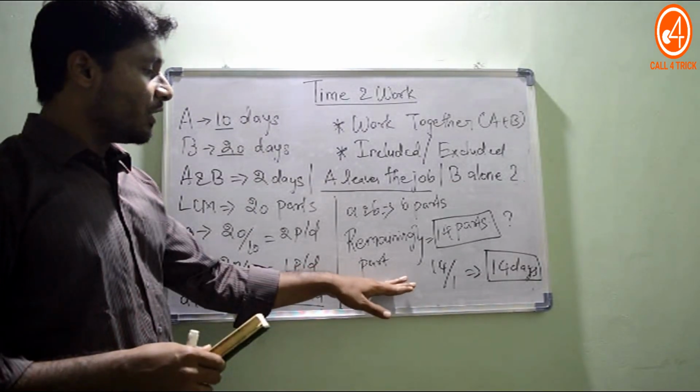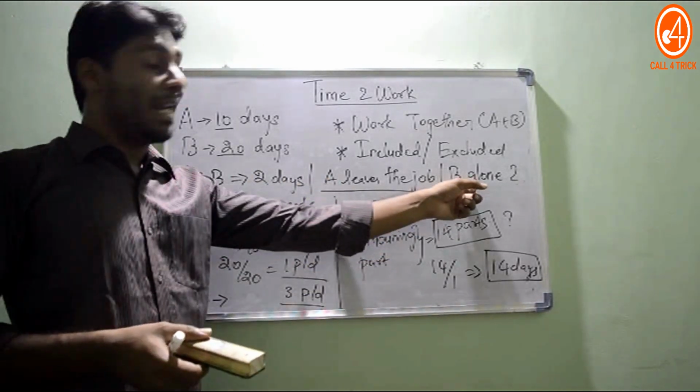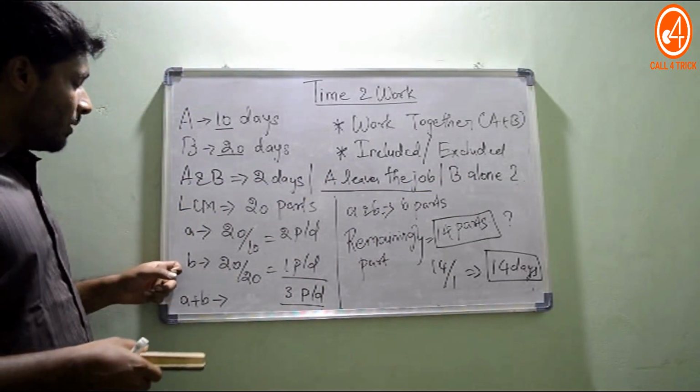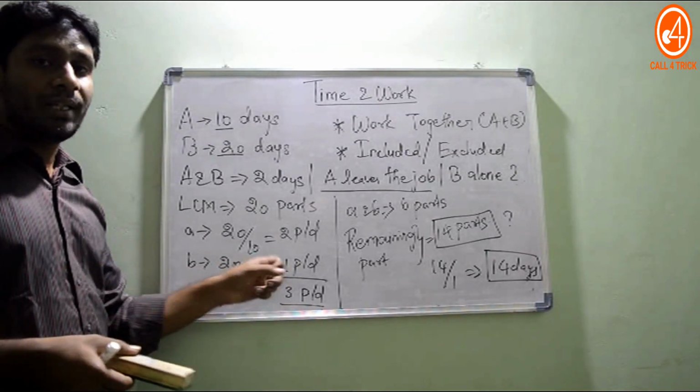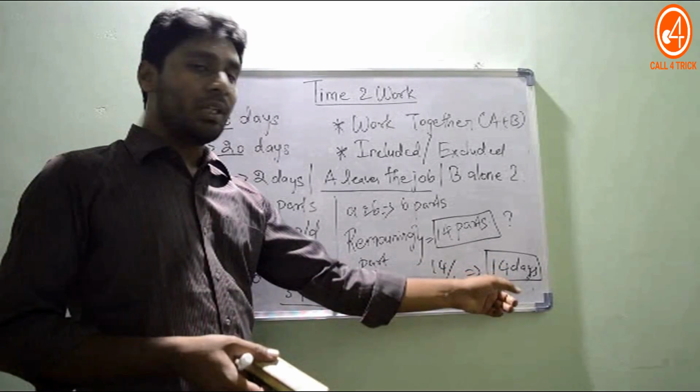After finding the remaining work, you just consider who is actually doing the remaining work. Remaining work is done by person B alone. Got it? If B alone does the work, he takes only 1 part in 1 day. This is B's efficiency actually. So for completing 14 parts, he takes 14 days.